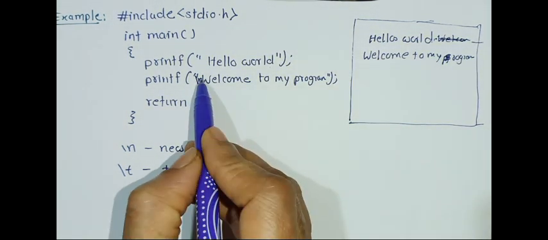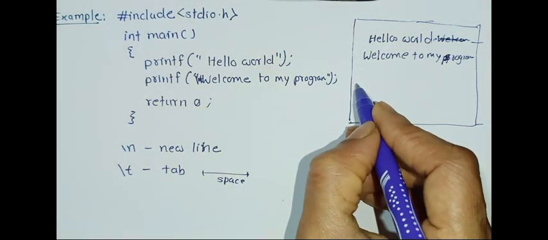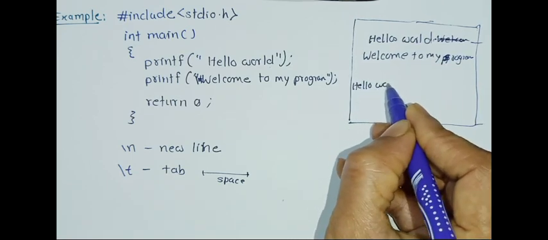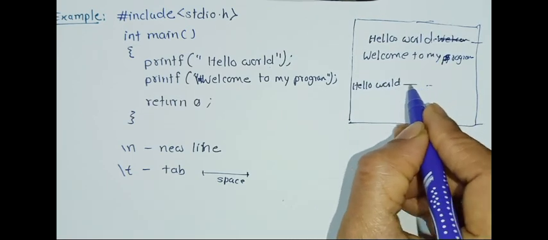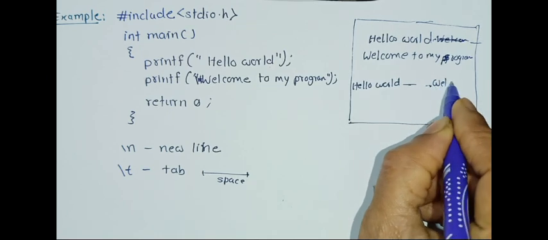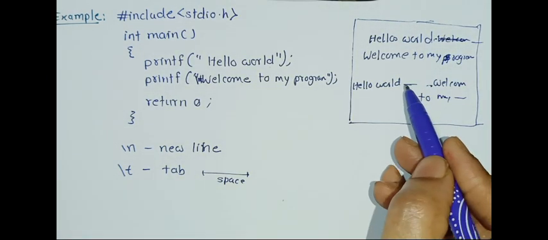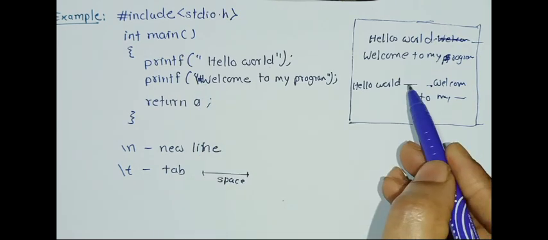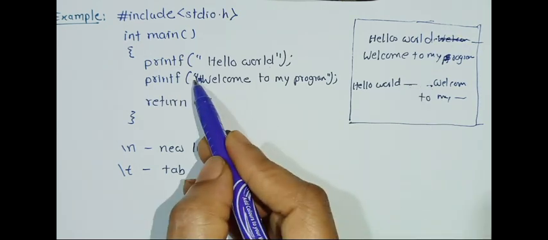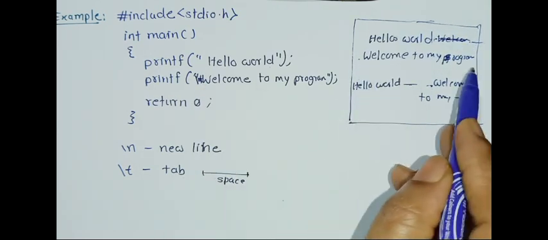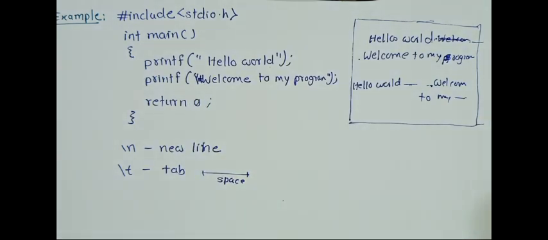Suppose instead of \n you are writing \t here. What will it print? How will it print? It will print "Hello world", then a tab space, and then it will print "Welcome to my program." Got it? While using \t, it will leave the space. If you are using \n, it will come to a new line and then print the next text.